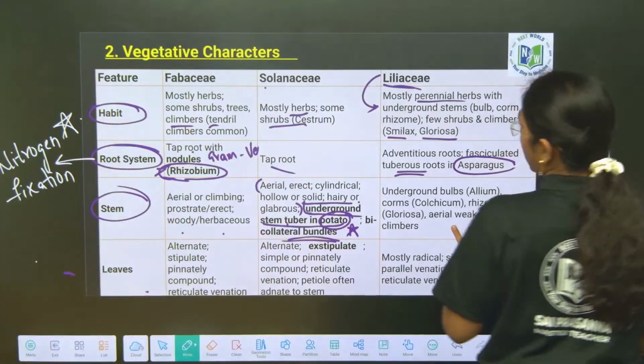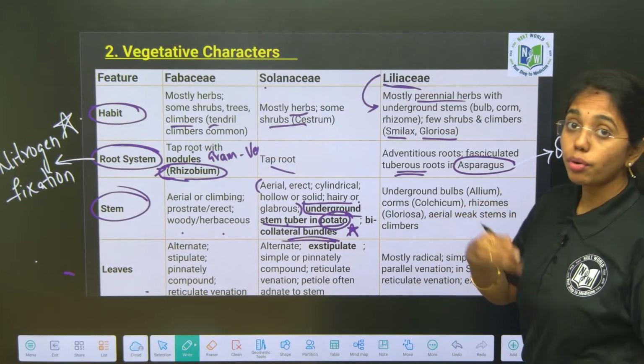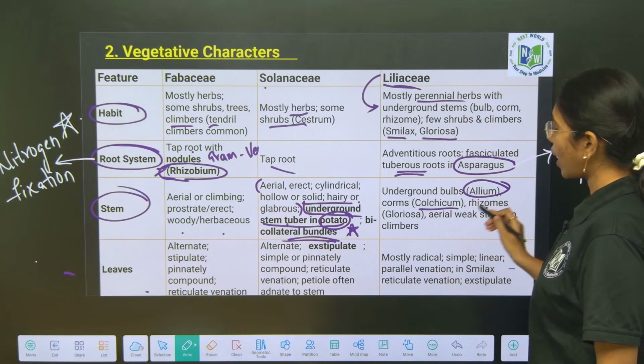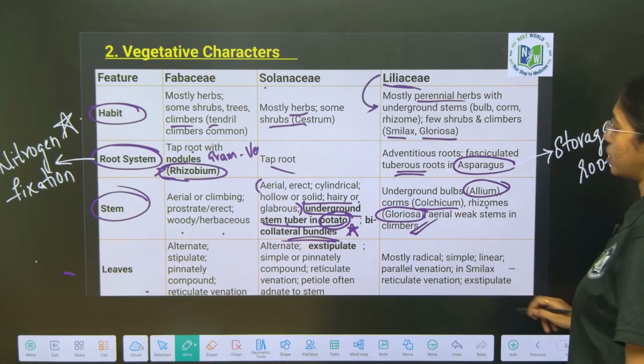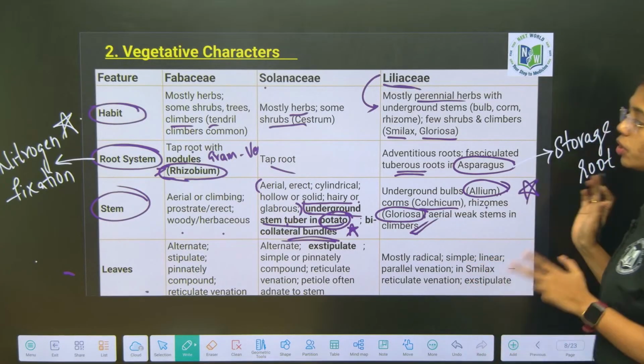Here in Liliaceae members, under stem modifications you have to remember underground bulbs like Allium cepa, corms like Colchicum, rhizomes, and Gloriosa with aerial weak stems and climbers. So bulb, corm, rhizome, with the examples of this family, you have to remember.